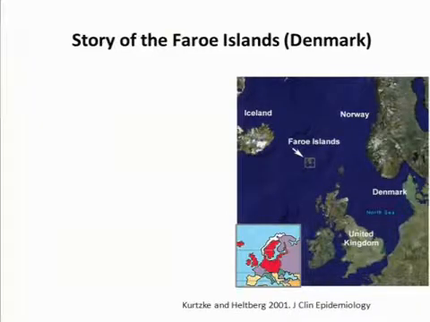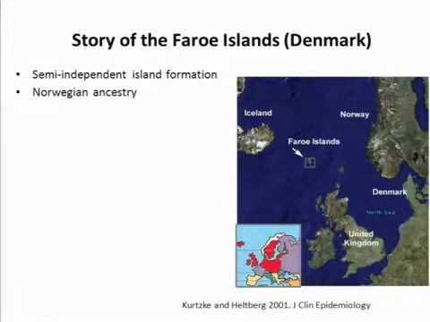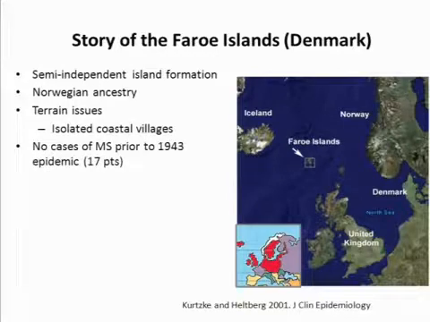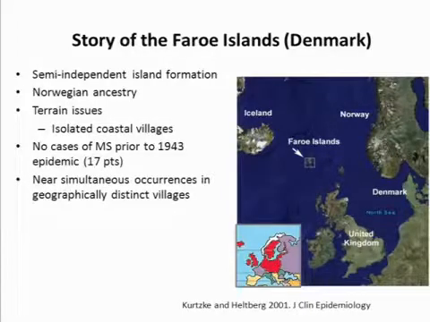All right, so we have the Faroe Islands here, and they're actually in a hotbed of MS all around them. The people who live there are of Norwegian ancestry, and Norway has a high rate of MS. But they're a collection of isolated coastal villages, so you can't just go from one village and walk over to the other side of the island. The terrain is very high in the center of these islands. What happened is that prior to 1943 there were no cases of MS, and then you had an epidemic of MS. And this happened nearly simultaneously in multiple villages on different islands. So it couldn't have been that these people were spreading it amongst themselves, whatever it was.